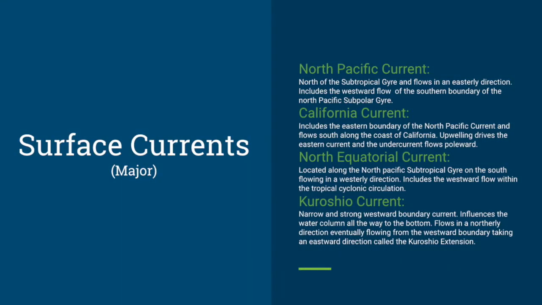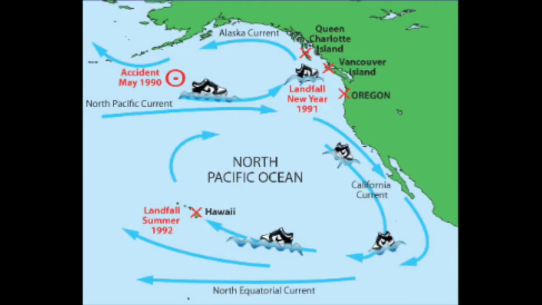The westward flow within the elongated tropical cyclonic circulation is also included in the North Equatorial Current. The California Current system comprises the eastern boundary of the North Pacific subtropical gyre and flows along the coast of California. Here, coastal upwelling drives the eastern boundary current and undercurrent that flows poleward.